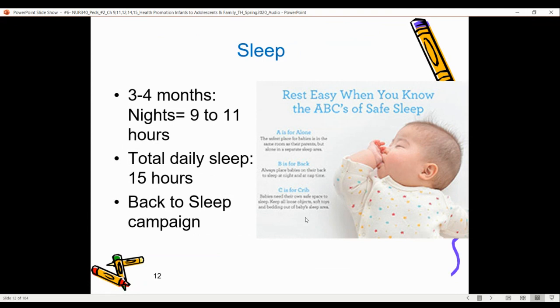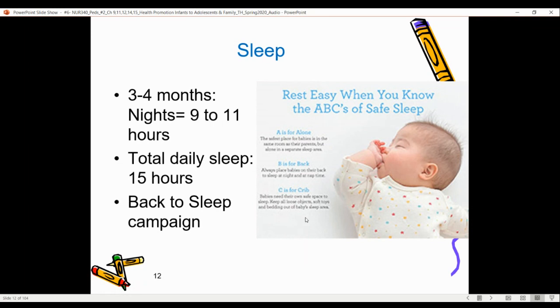And then things to think about with sleep safety is the ABCs of safe sleep. So alone, on their back, in a crib, or their own separate sleep space. So alone means nothing else in the crib. We don't want blankets or stuffed animals or those kind of things. They don't need a pillow. Alone on their back in a crib or that safe sleep space.